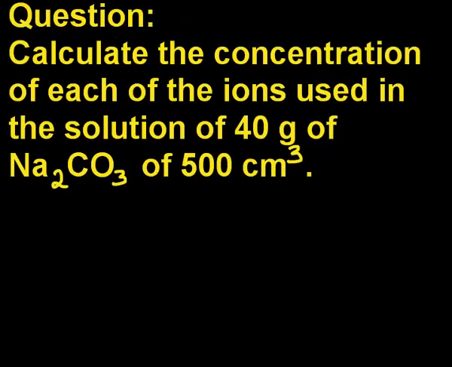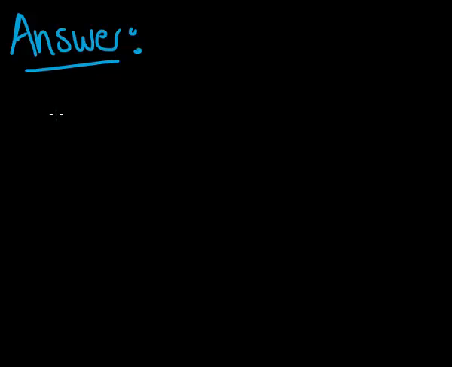Now the question which I would like you to attempt is to calculate the concentration of each of the ions used in the solution of 40 grams of sodium carbonate in a volume of 500 cubic centimeters. Now remember to first write down what has been given to you, what you exactly want to calculate, and from that see which formulas you'll actually need to use. Now we need to calculate concentration. We'll sort out the concentration of the ions a bit later. Let's just first get to our concentration value.